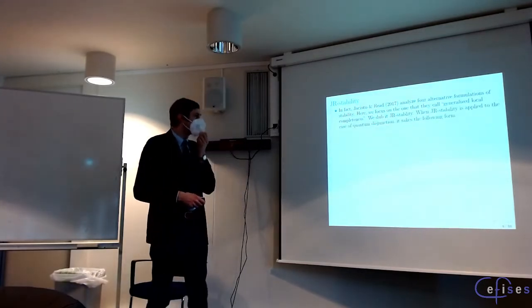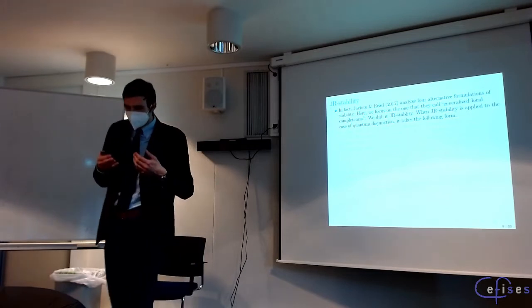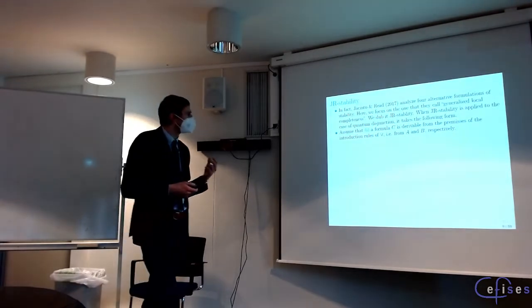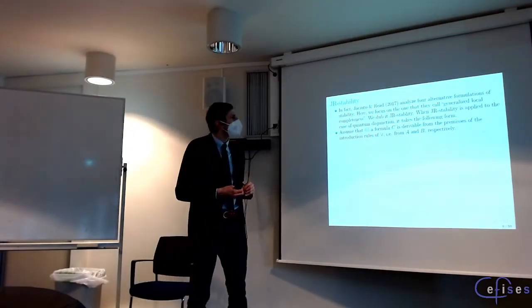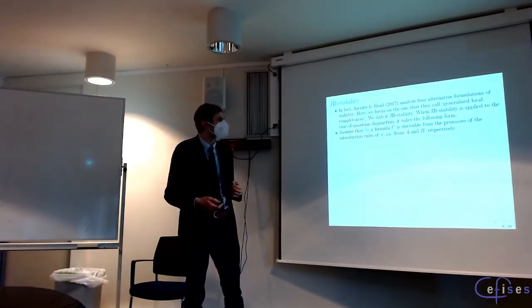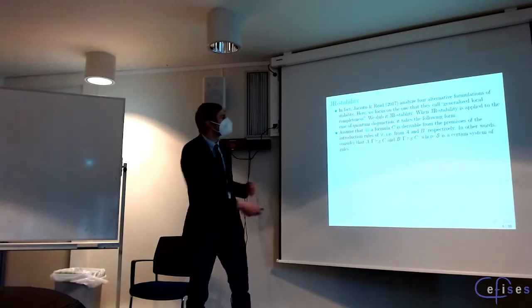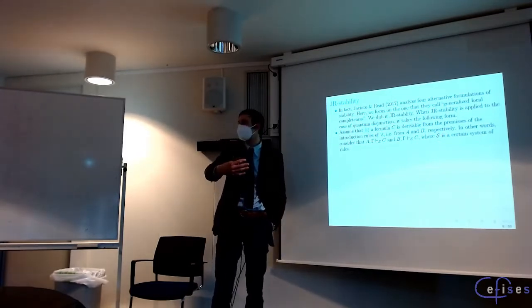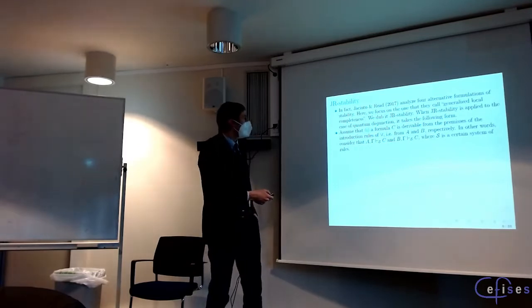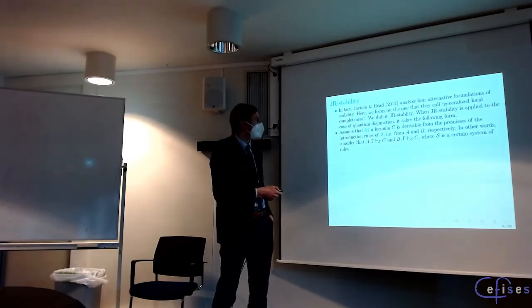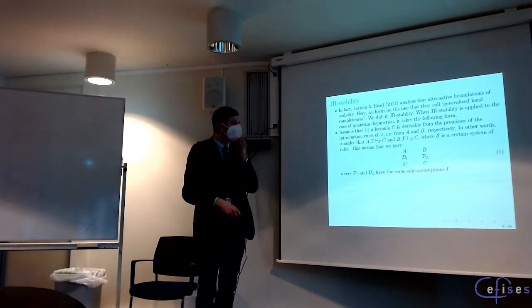When JR stability is applied to the case of quantum disjunction, which form does it take? It takes the following form. It says, assume a formula C is derivable from the premises of the introduction rule for quantum disjunction, from A and B respectively. So, in other words, consider that S is a certain system of rules in which you have at least quantum disjunction, but you could have other things. Then you can derive C from A and possibly a certain context Gamma, and derive C from B and possibly a certain context Gamma. This means basically that you have two derivations like this, okay?